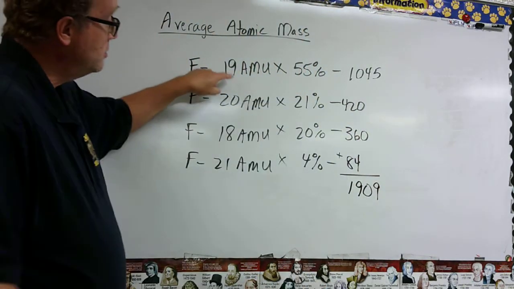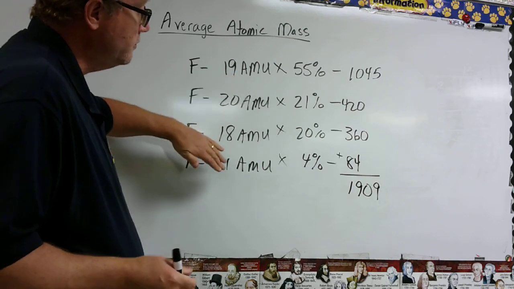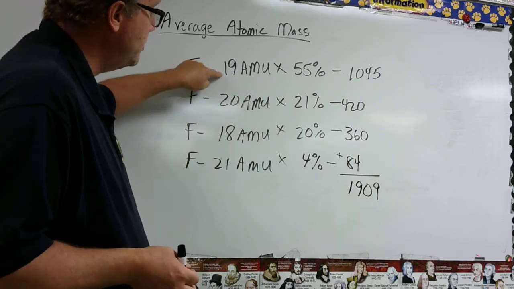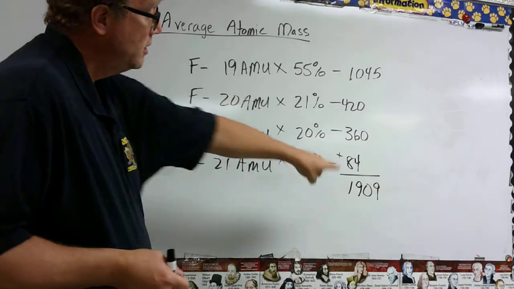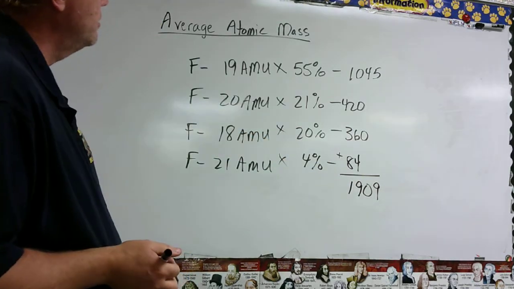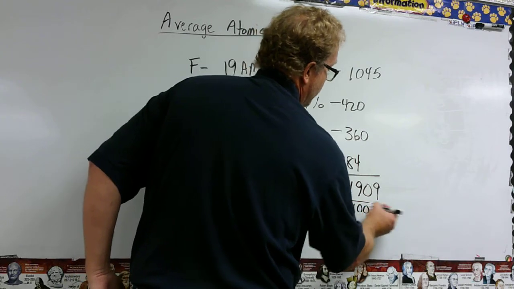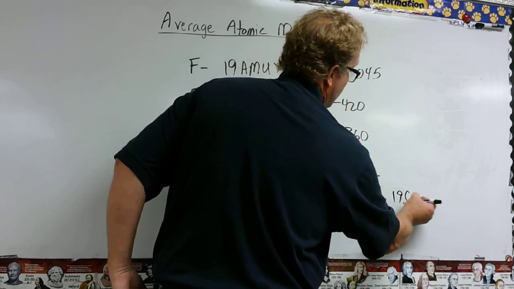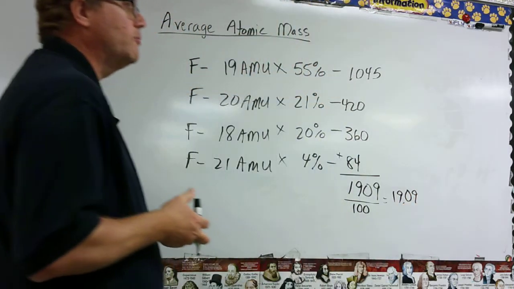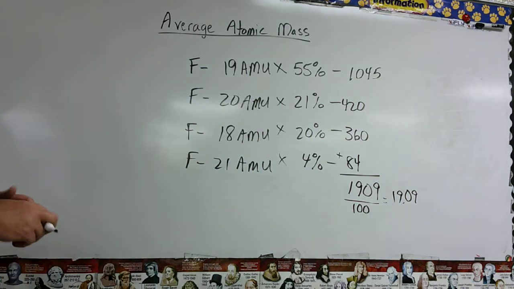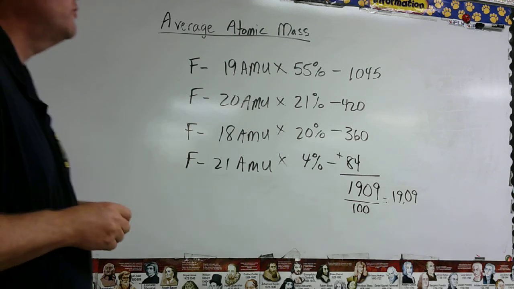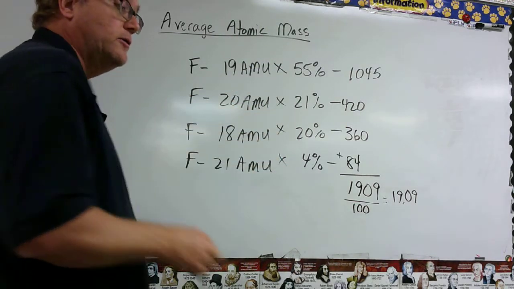Again, you have to look at these numbers because sometimes you may forget, but it's got to fall in between this one and this one. That one's way out of the ballpark. So what's my last step again? Divide by 100. 19.09 is my atomic mass. It does not have to match the periodic table. Sometimes it'll come out pretty close, and sometimes it won't. You just go through the same exact procedure.